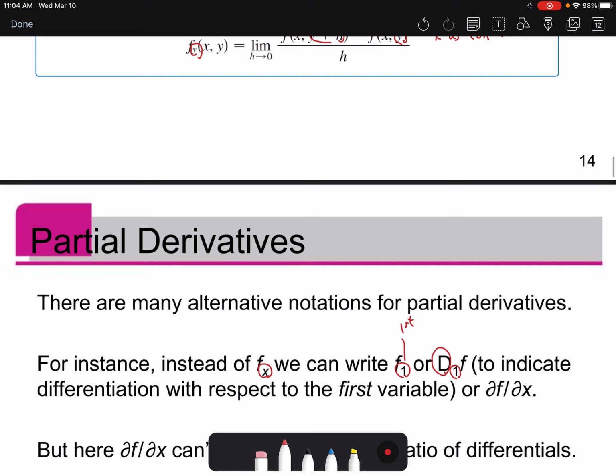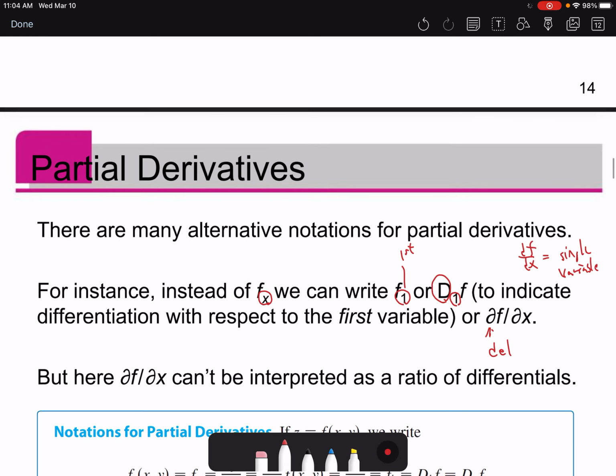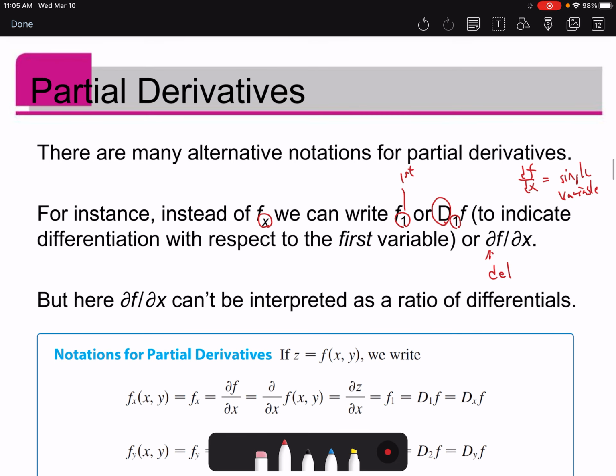We also use a notation instead of df dx, which is for a single variable. Now, instead of using d, we use del, D-E-L, del f del x. When you see the del, meaning partial derivative, you automatically assume f is multivariable. Here, del f del x can look like a ratio of differentials. It's not. It simply differentiates the function f with respect to the variable x.